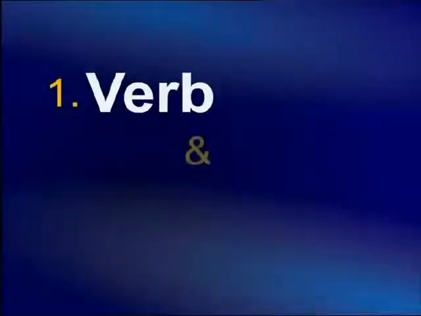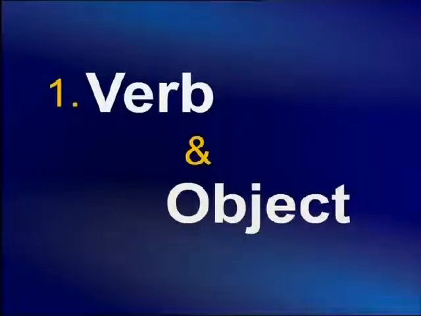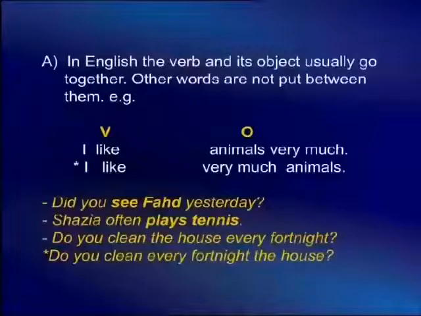The first one is the use of verb and its object. In English, the verb and its object usually go together. Other words are not put between them. For example, in the sentence, I like animals very much. You will always have like followed by the object. Now, if you were to write or to say, I like very much animals, that would not be the correct place for very much. Very much has to come after the object.